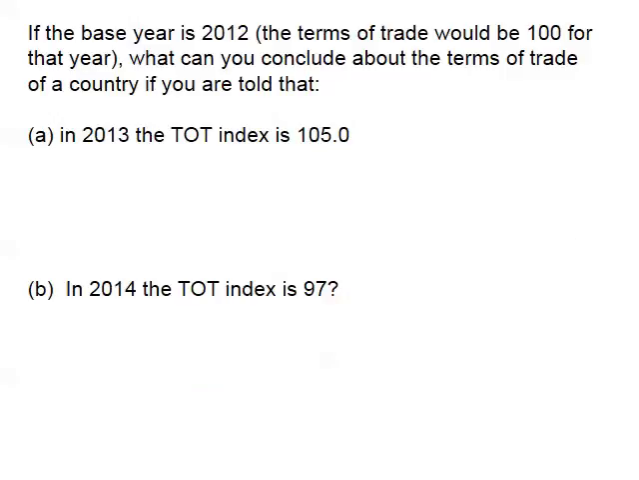If the base year is 2012, now for every base year, again for every index, the index is always 100. So in this case, the terms of trade index would be 100. So what can you conclude about the terms of trade if you're told that in the next year, the terms of trade index is 105? So what you know is that average export prices have increased faster than import prices.